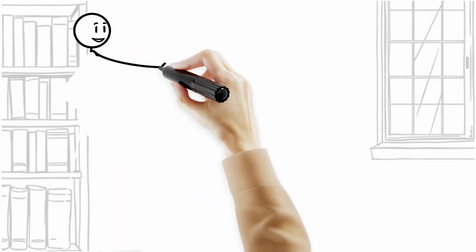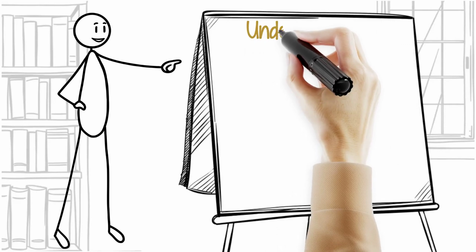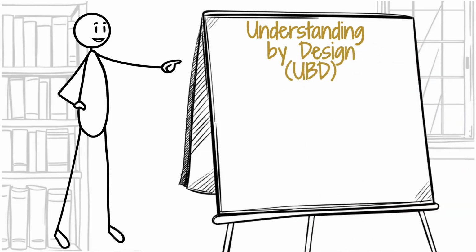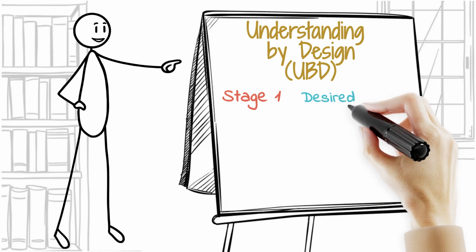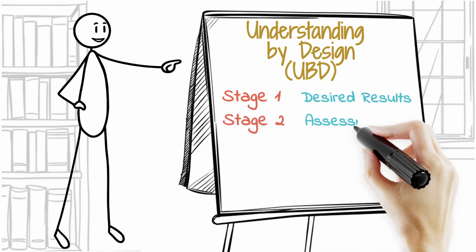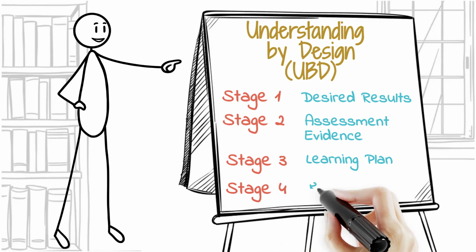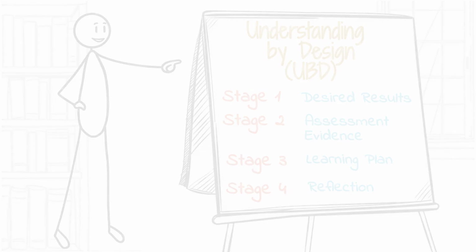All units are displayed in Atlas using a backwards design model to support teachers to plan with intention. ACS has adopted Understanding by Design, or UBD, as our organizational construct for a unit. UBD has 4 stages in the design process. Stage 1 defines the desired results for the unit. Stage 2, the assessment evidence. Stage 3, the learning plan. And finally, Stage 4 asks educators to reflect on the success of the unit for future refinement. Now let's look at each of these stages in more detail.